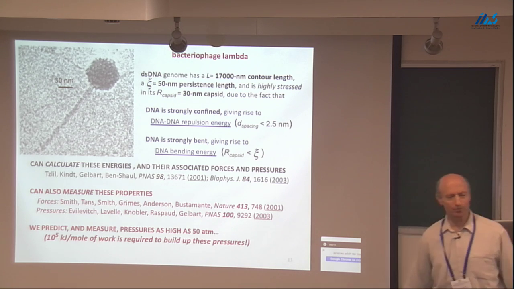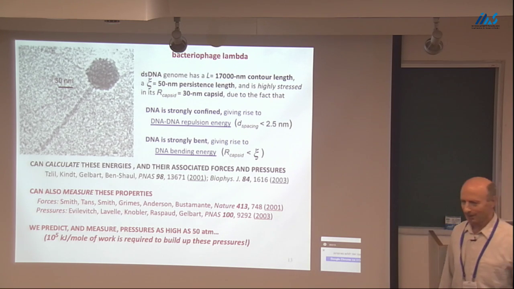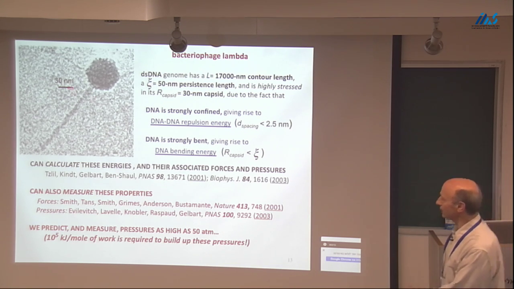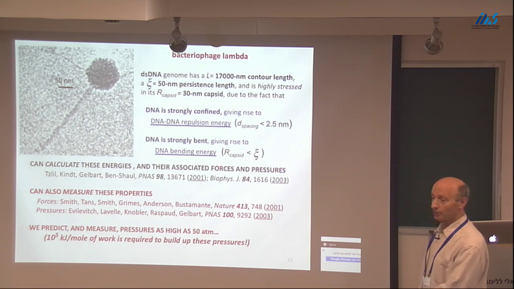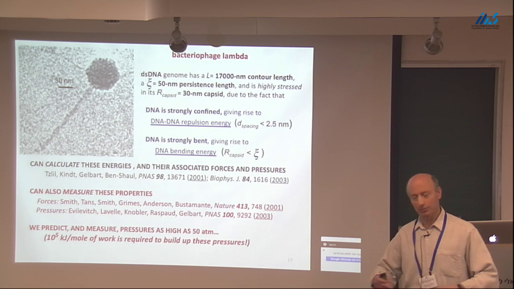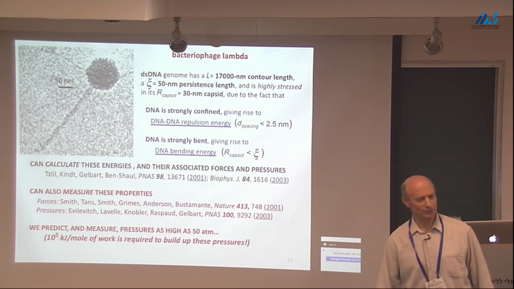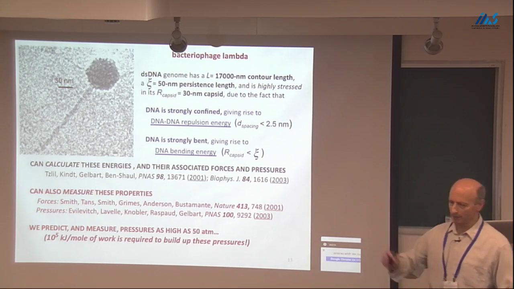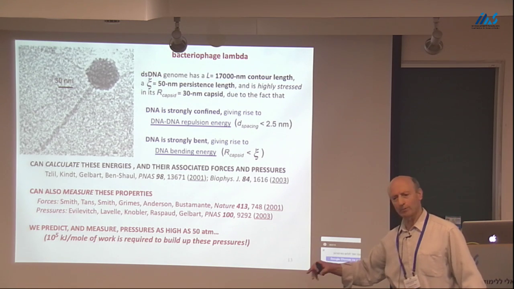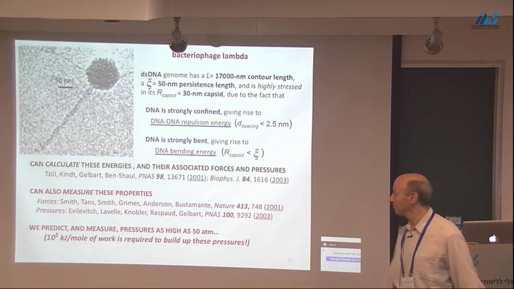Lambda has played such an important role in molecular biology, going back to the 30s and 40s, and the phages in general. Let's look at some of the numbers characterizing its genome and its capsid. The genome is almost 20 microns long. Double-stranded DNA has a persistence length of 50 nanometers. That means when the molecule is thermally equilibrated, that's how far you can go along the backbone and still be headed in the same direction.